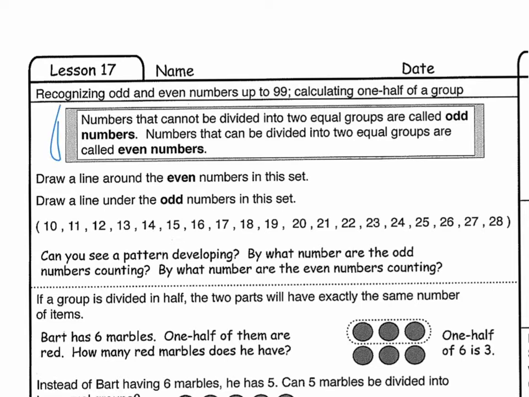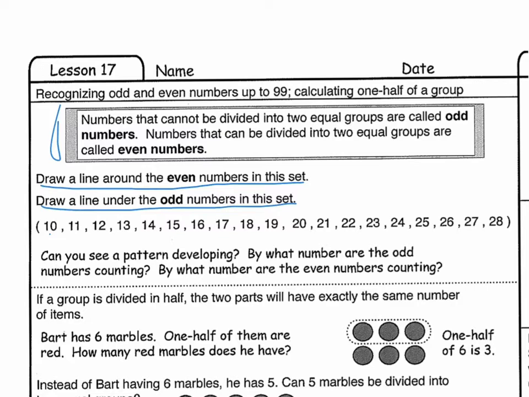Numbers that cannot be divided into two equal groups are called odd numbers. Numbers that can be divided into two equal groups are called even numbers. Gives you directions here. Draw a line around the even numbers in this set, and that means circle it. Draw a line under the odd numbers in this set. Now stay with me here. I'm going to show you how to do this. We're going to go through each number and decide whether it's odd or even.